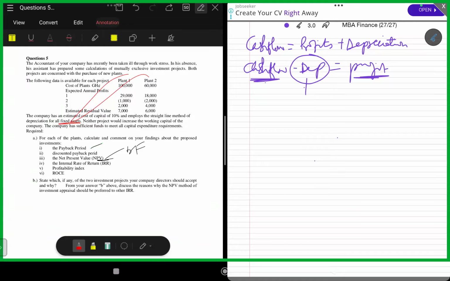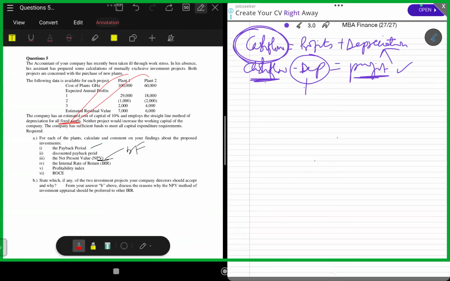So if we want to find a cash flow, what do we do from here? If we want to make cash flow the subject, what do we have? Profits plus depreciation. That's what we have at the top. Do you get it? So we need the cash flow. The cash flows are the future values we need, but they rather give us the profits. We don't need the profits. We need the cash flows.